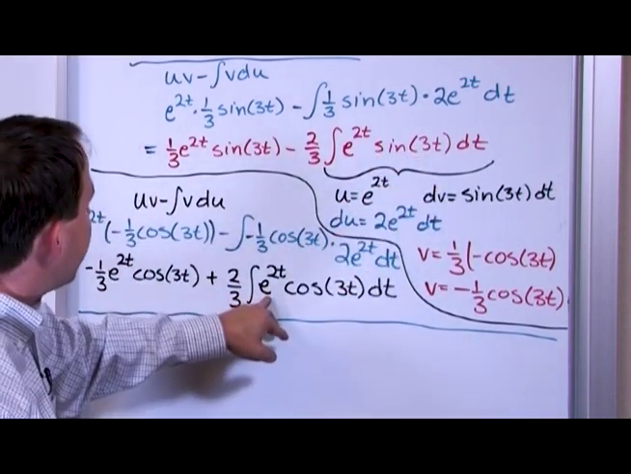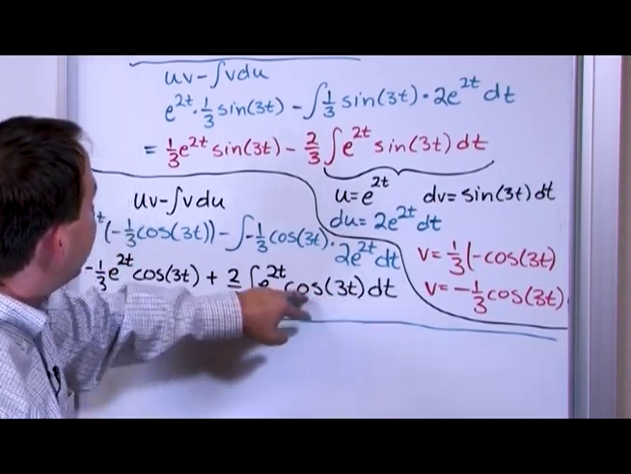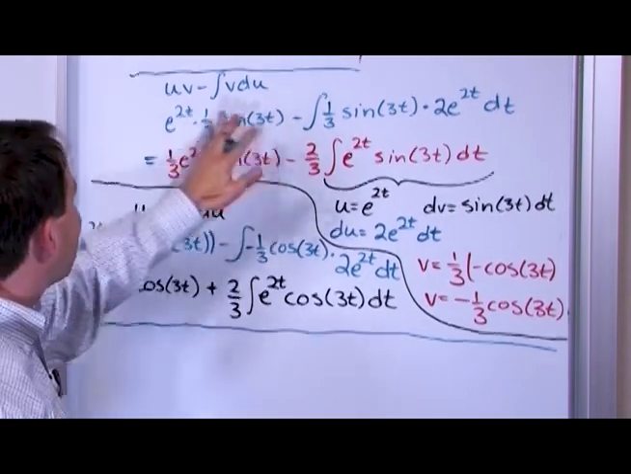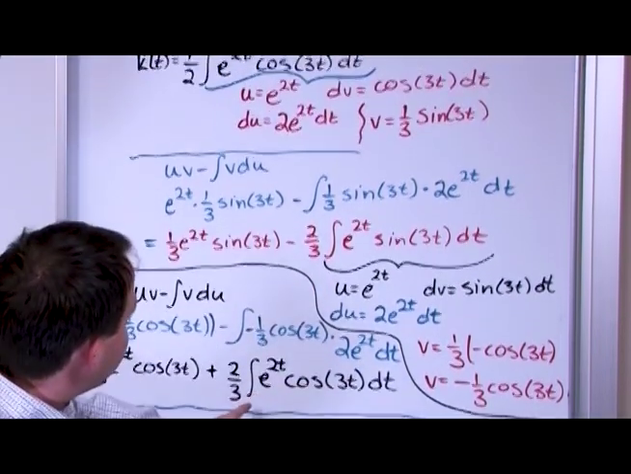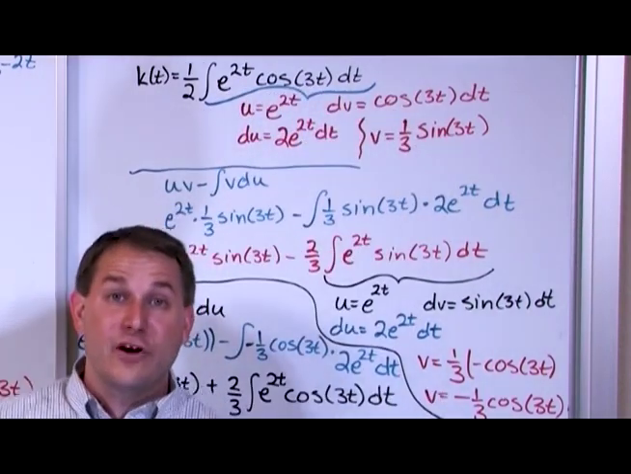We have the same function that we have in our original problem, and cosine 3t is exactly what we have. So in other words, we do integration by parts twice. We get a lot of junk out front, but what we end up with is an integral on the end that's exactly the same as the integral we're trying to solve for.